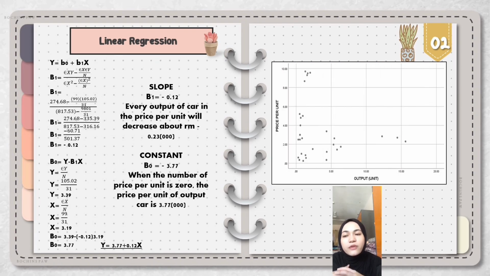So lastly, for the graph, this graph is the graph of price and output. And as we can see here, the price is on the y-axis and the output is on the x-axis. Output is a constant and price is a slope. They intersect with each other. And through this graph, we find that it has normal data.